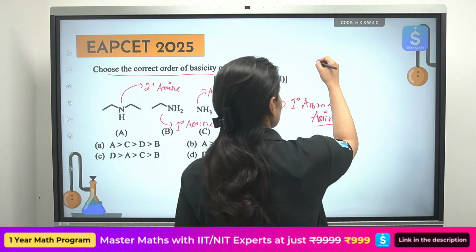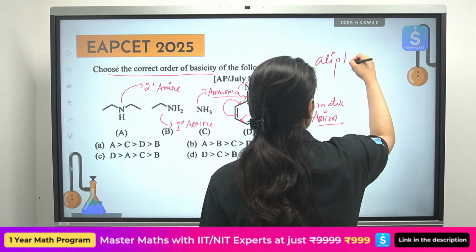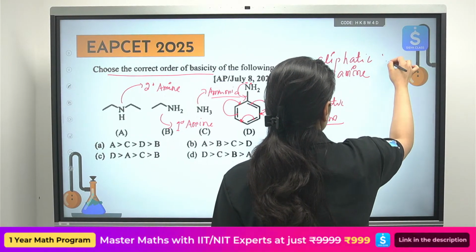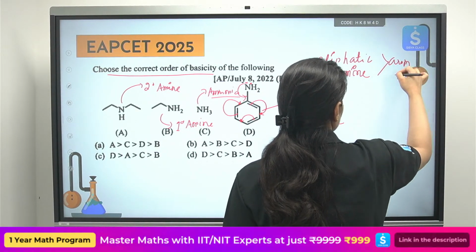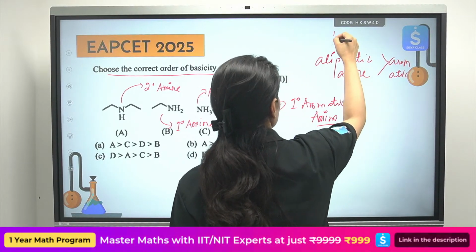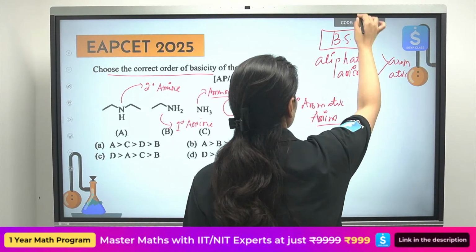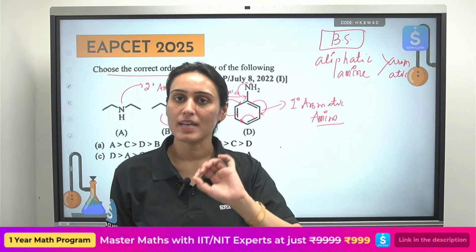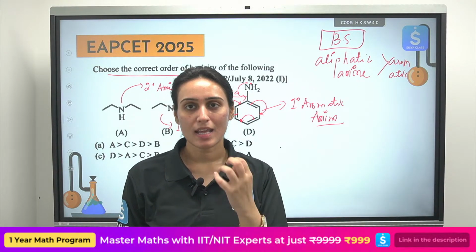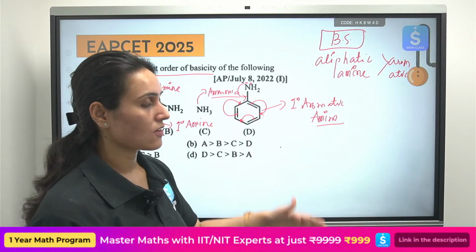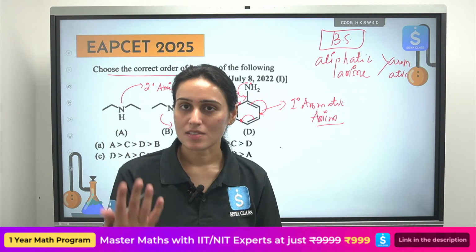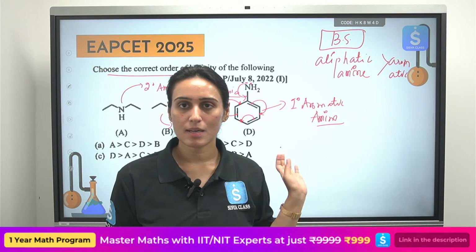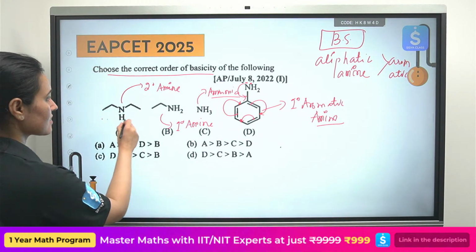First of all, do this comparison. This is the comparison of basic strength. Aliphatic amines are always more basic than aromatic amines because in aromatic amines, the lone pair of electrons is delocalized. It is delocalized, so less available, less basic. Now, we have to compare between different types of aliphatic system, right?